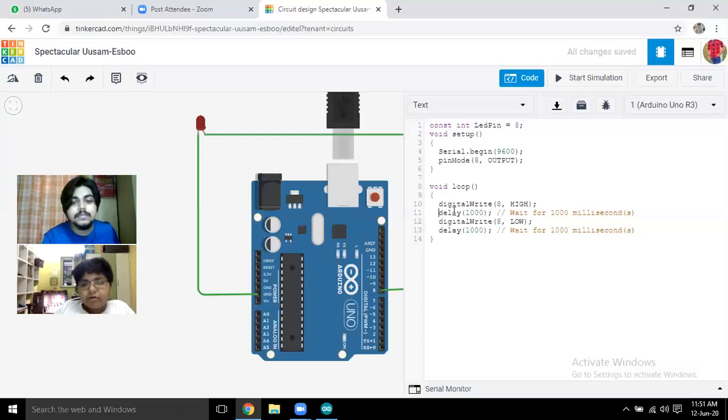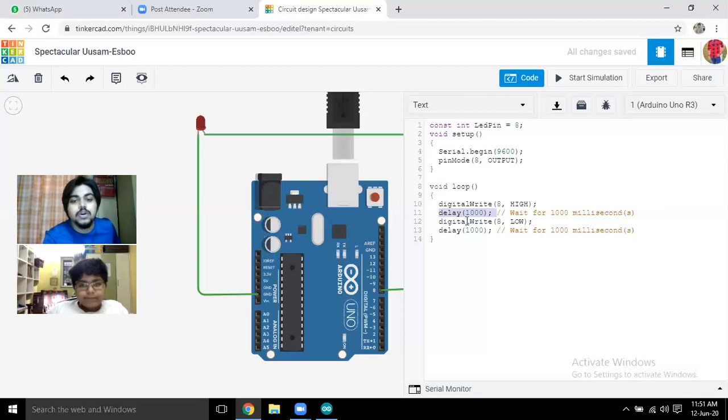And delay. But I have a question, sir. Yes. Sir, how did you get to know that the baud rate of the Arduino UNO board will be 9600 only? It's convention. Okay, it's the convention.